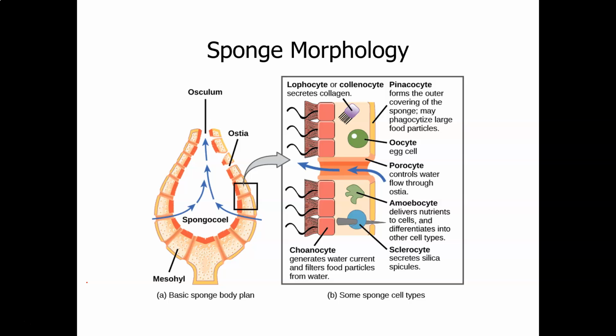Okay, so the first animal that we learned in the last chapter was the sponge, and the reason for that is because the sponge is the simplest animal. It is the only animal that has no tissues. It belongs to the phylum Porifera. But here you can see a little bit more about the cells that form the sponge.